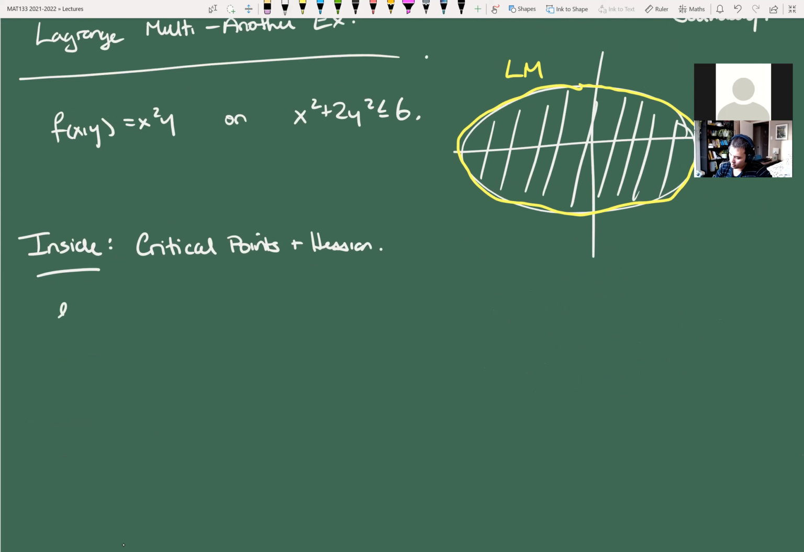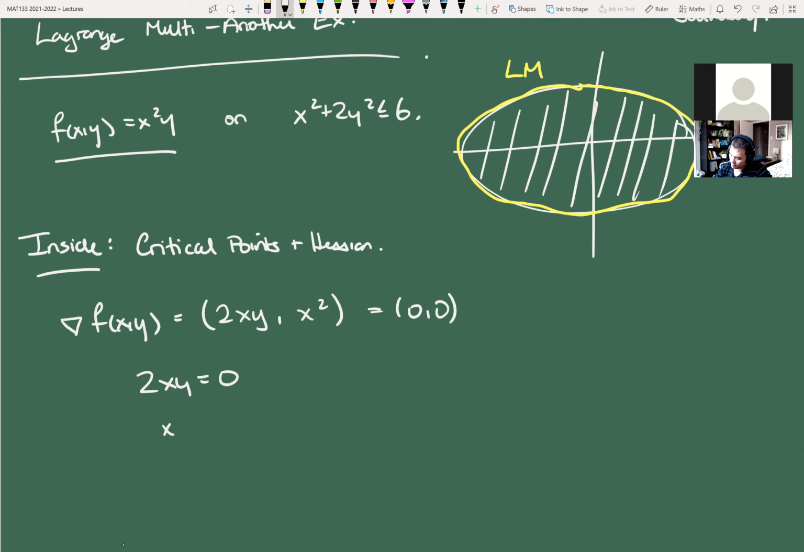All right, so our function is up here. And if we compute the gradient of that, what do we get? With respect to x, we get 2xy. With respect to y, we get x squared. And if I set that equal to 0, 0, that gives me these two equations. From the second equation, x has to be 0. But if x is 0, both equations are satisfied, right? So y can be anything. And that is allowed.